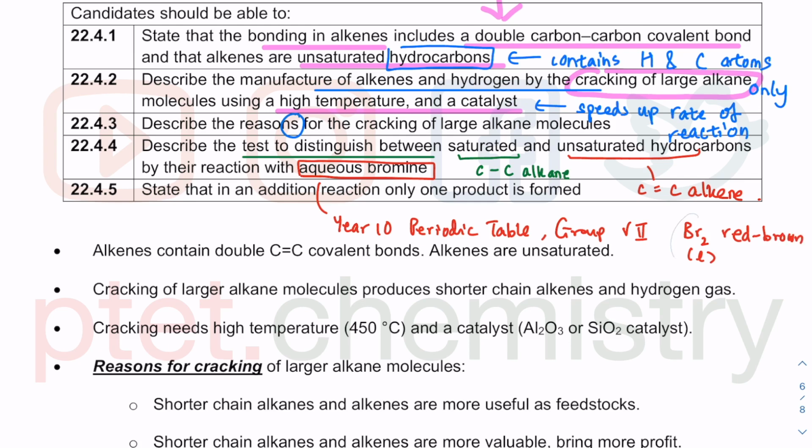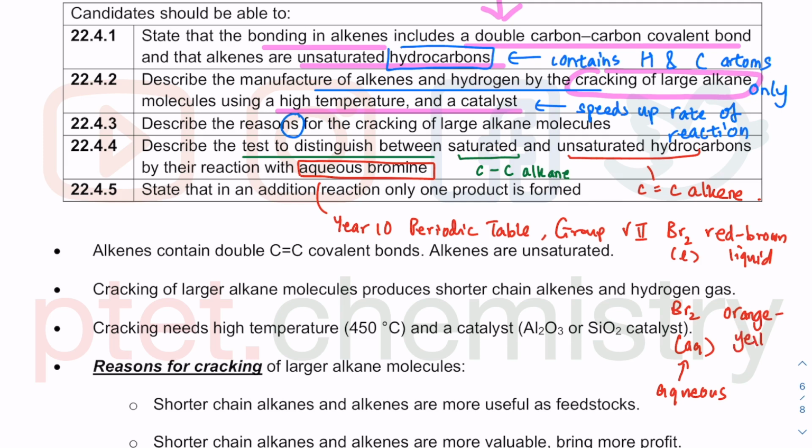But then we also know that when you dissolve it in water, the color changes to become a bit lighter. So Br2 aqueous means dissolved in water. This one is more orange-yellow. The color is a bit lighter, and that is what we are using here because we are using aqueous bromine, not liquid bromine. So orange-yellow is our starting color, and it will decolorize in the presence of a carbon-carbon double bond. That is what reacts with the aqueous bromine, not the alkane.